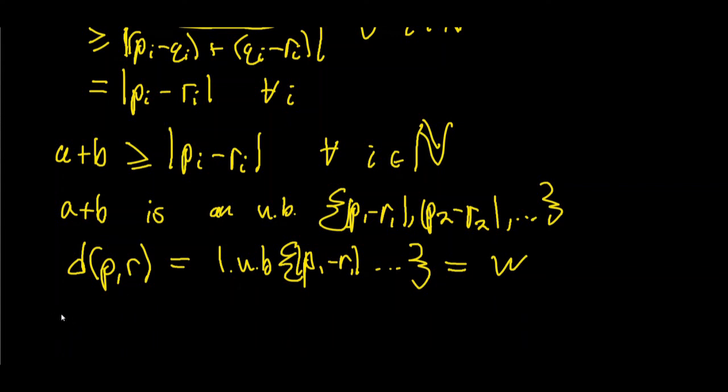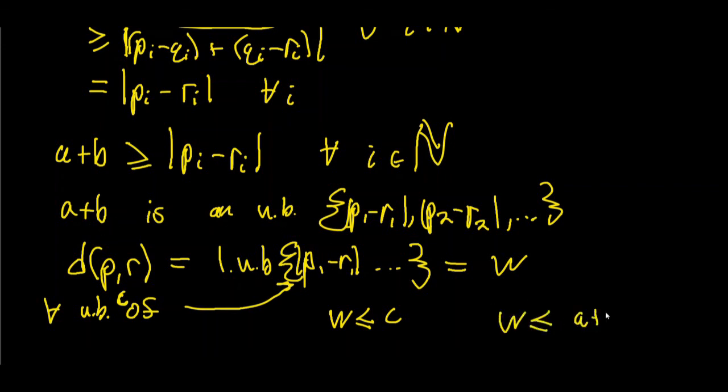We know by definition of least upper bound that for any upper bound of this set right here, we'll call it, I don't know, C, since W is the least upper bound, W must be less than or equal to C. And we just said that A plus B is an upper bound. So therefore, W must be less than or equal to A plus B.